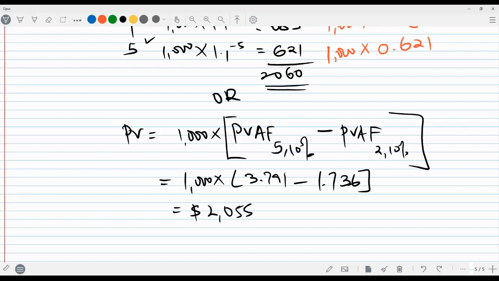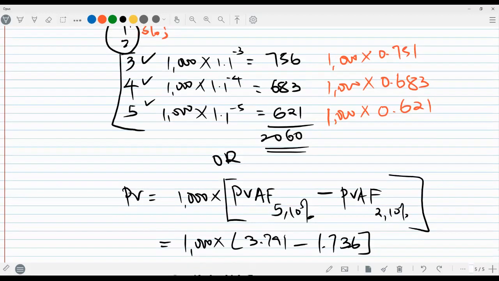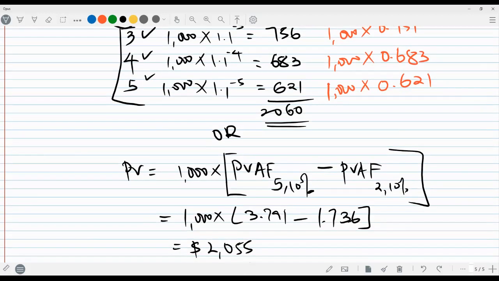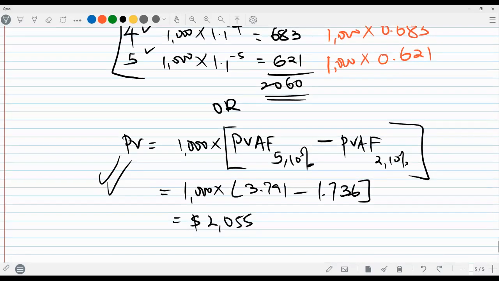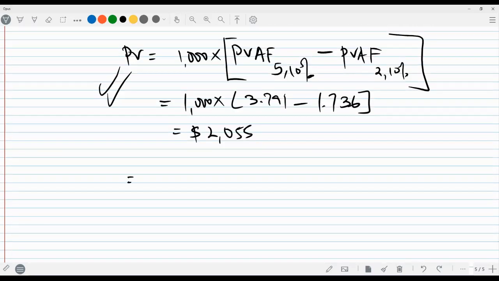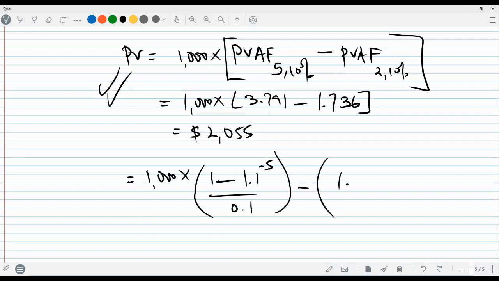So you can either discount each individual cash flow, but this is going to be a lot of work for sure in case we have many years. So maybe the best thing would have been to use this formula, to be easy. In case you don't want to use a table, you can use the formula, which remains as it was. It will be equal to 1,000 times (1 minus 1.1 to the power of -5) over 0.1, minus (1 minus 1.1 to the power of -2) over 0.1, and you get the same answer.